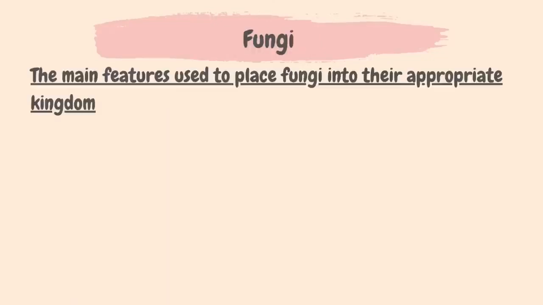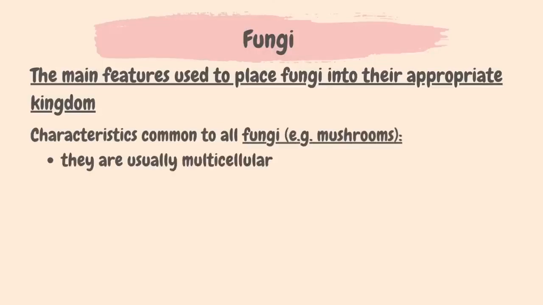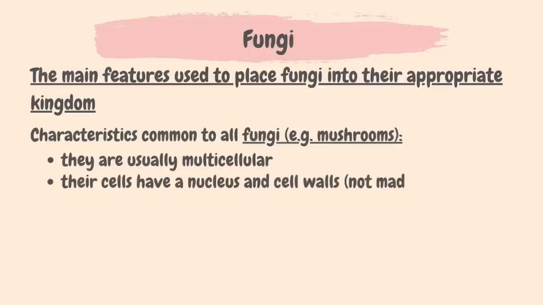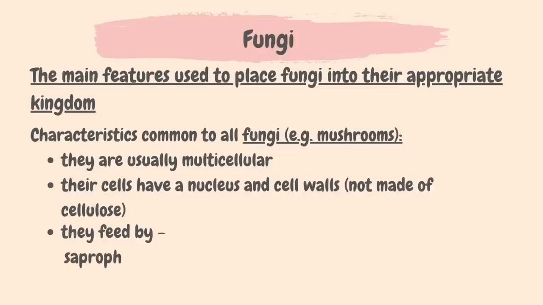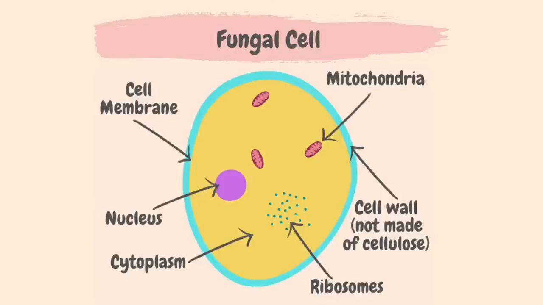Next, let's take a look at the main features that help to place organisms into the kingdom of fungi. A mushroom is an example of a fungus. Fungi are usually multicellular. Cells have nuclei and cell walls that are not made from cellulose. They feed by saprophytic nutrition, that is on dead or decaying material, or parasitic nutrition, that is on live material. Here's an illustration of a fungal cell. They have a cell wall, but it's not made of cellulose like in the plant cell.